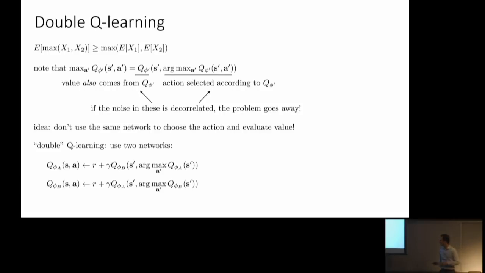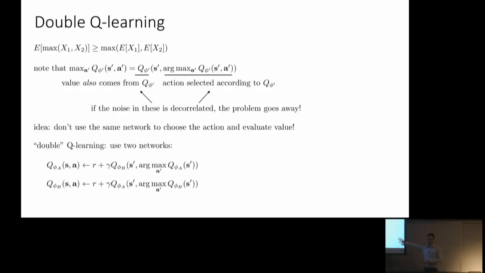We're going to compute the target values for phi A by using network phi B to evaluate the value and network phi A to choose the action. So we'll try to update phi A so that it moves towards R plus gamma Q of phi B with the action taken by phi A. Since we're taking the action using one network and evaluating its value using the other network, if they both make mistakes but those mistakes are not correlated with each other, then we shouldn't get the overestimation issue that I described before. And then phi B the same way. It'll be updated using the value from phi A but using the action from phi B.